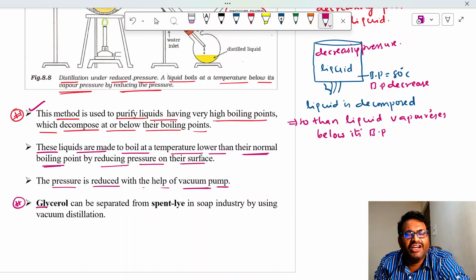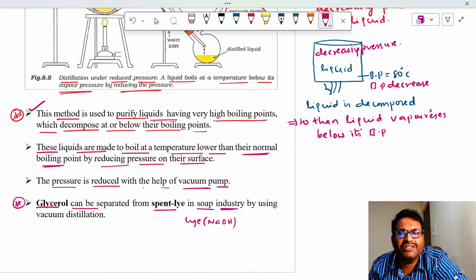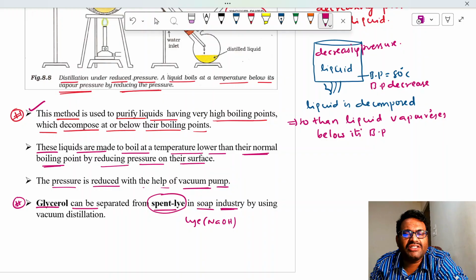Glycerol can be separated from spent lye. See, lye means NaOH. NaOH is used in the soap industry to manufacture soap. After completion of soap making, some of the NaOH is left.